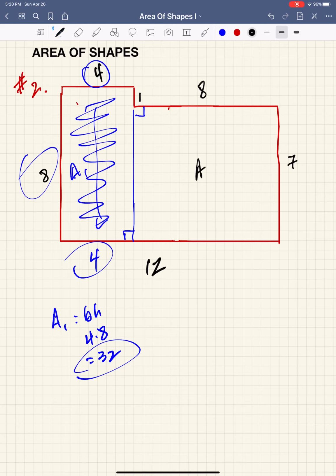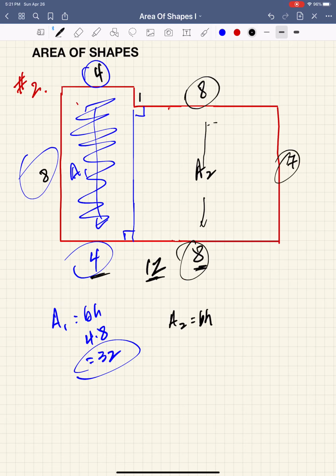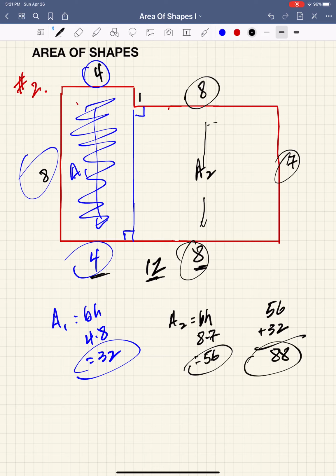When I look at area number 2, again, if it's 8 up here at the top, and I drop it right down through to the bottom, that's 8, because 4 plus 8 is 12, and 12 was the entire segment. So here I'm going to have area 2, which is base times height, and it's going to be 8 times 7. 8 times 7 is 56, and 56 and 32 is 88, and there it is, the entire area.